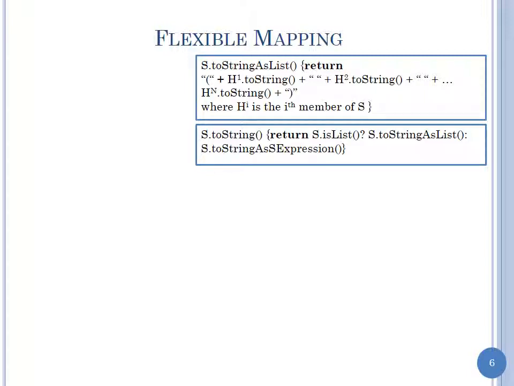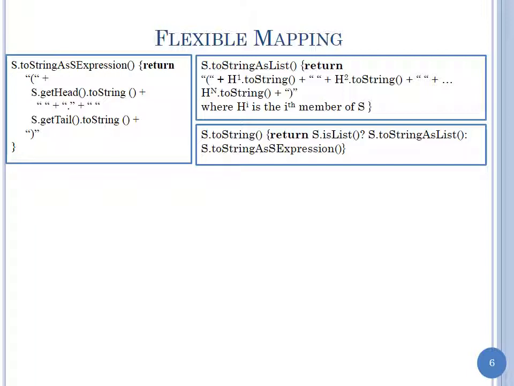Okay. So what we will do is we have three mutually recursive methods. toString as expression is again like that toString as expression deep. It puts a left paren, right paren, a dot in between, but it calls toString on the get head and toString on get tail rather than itself on that. Okay, so I have three mutually recursive methods.